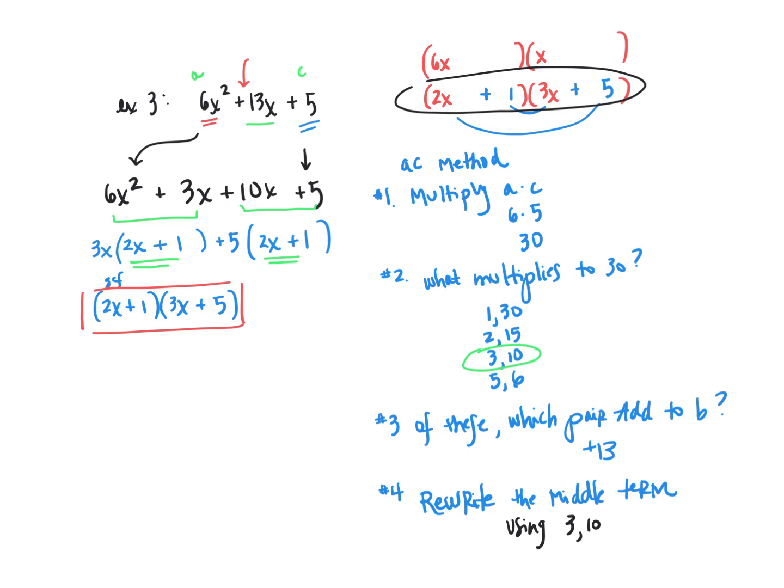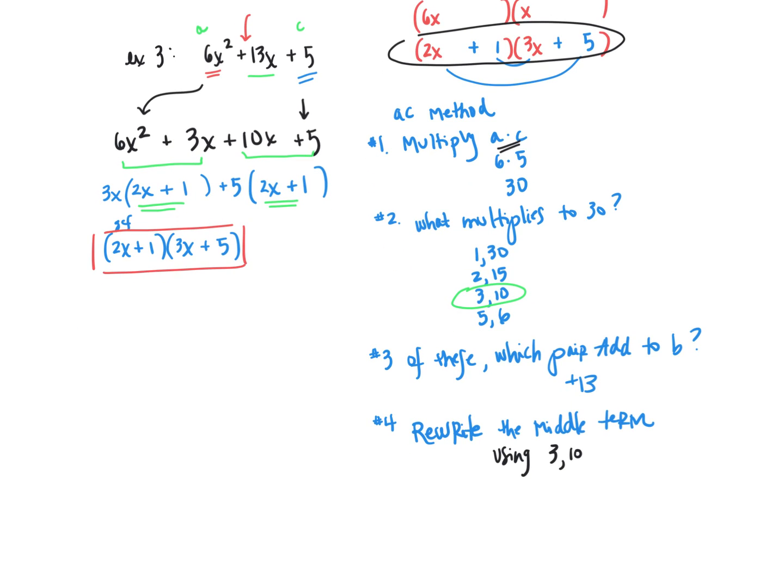So just as a review, you're going to multiply A times C. Ask yourself what multiplies to give you 30 and adds to give you, in this case, 13. So it's what's multiplying to AC but adding to B. And then you're going to use that to rewrite the middle term. And then the last thing that you're going to do is factor by grouping.